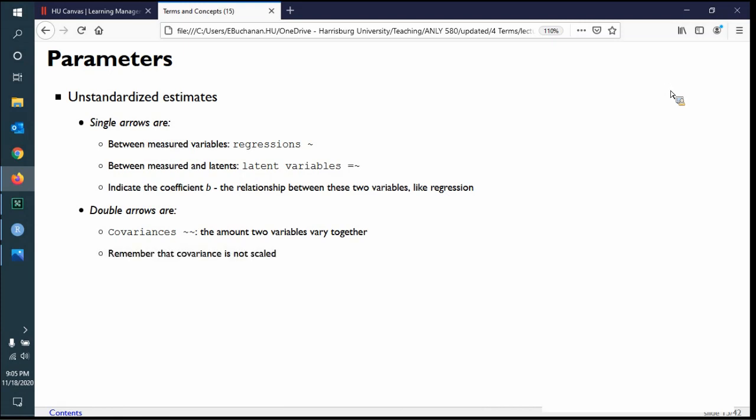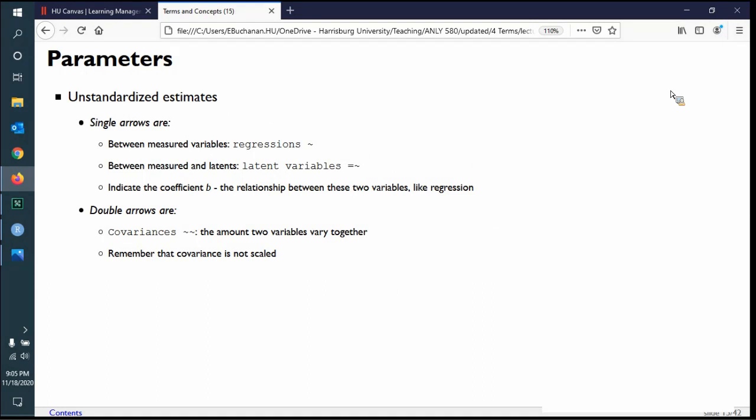or it could also be listed as just a variance. The variance, though, is also still two tildes. So this is covariance or regular variance. In the output, it'll say variances as well, but those are still written as two tildes.